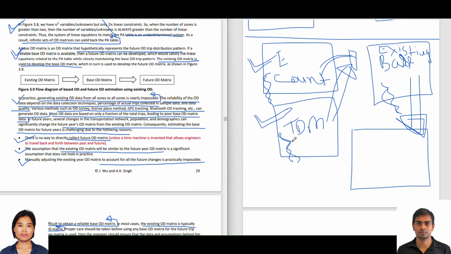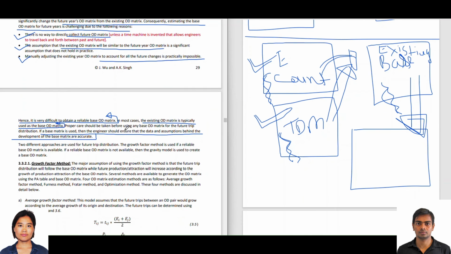Then we are trying to figure out future OD, but we do not have all the information. So we are trying to combine the existing with what the future will look like to come up with a base OD. And since base OD development is complicated, we should be careful about how the base OD is developed and how it is applied for the future.